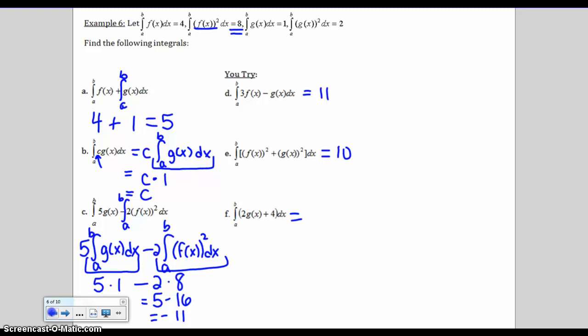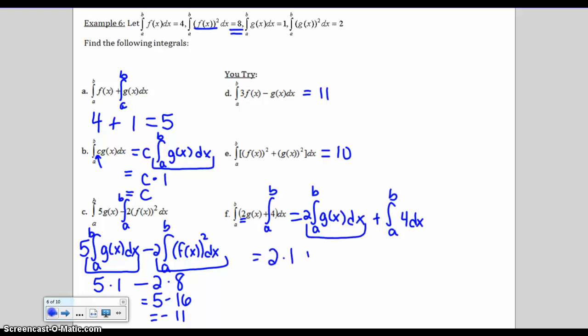Okay, so I'm sorry, F was not a you try. So we're going to do F together because we didn't talk about what to do with a plus constant here on the end. So we're going to break this up into 2 separate integrals. And then I have to pull the 2 out front of the g of x. So this is going to be plus the integral from a to b of 4 dx. Okay, so we know that the integral of g dx, that's just 1 again. And so we're doing an integral from a to b of 4 dx.